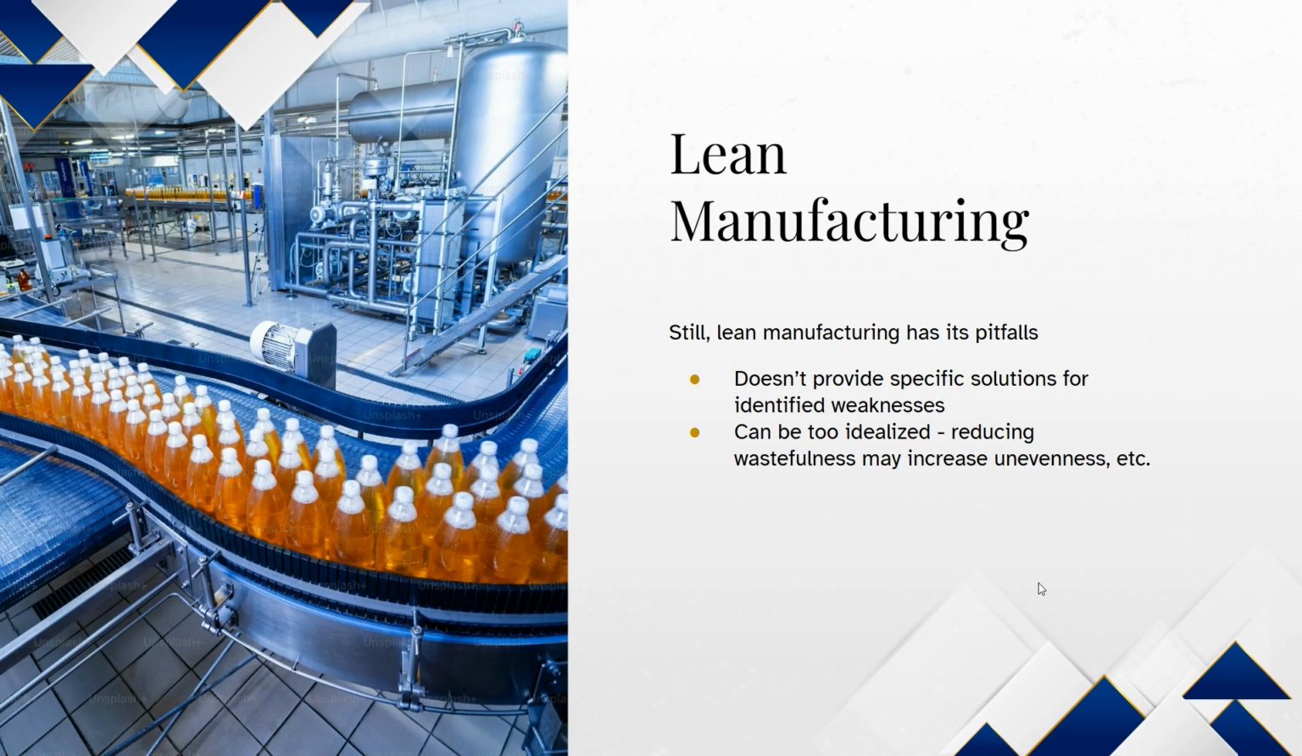However, considering only lean manufacturing when addressing any kind of manufacturing optimization may have some pitfalls. For starters, lean manufacturing doesn't provide as many concrete or actionable solutions for addressing these sources of weaknesses that can be found when applying the mura, muda, and muri strategies. Also, lean manufacturing is sometimes too idealized. It doesn't really take into account all the intricacies that affect the various lean manufacturing strategies. For example, decreasing waste may increase the unevenness found throughout the system.